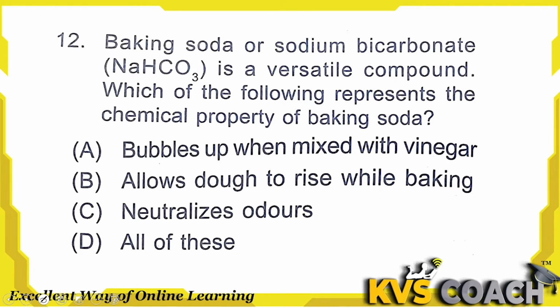Next is baking soda or sodium bicarbonate is a versatile compound. Which of the following represent the chemical property of baking soda? Baking soda, we use it in the kitchen. A, bubble up when mixed with vinegar. This is right. B, allow dough to rise while baking. Yes, many bakers use baking soda for rising their dough, for samosa, for bhatura and many other dishes. Neutralize odor. Yes, it is used to neutralize odor. In the kitchen we use it to neutralize odor of milk. If milk is smelling sour, then we use baking soda in it, then the odor is gone. So all of these are the right answer here.